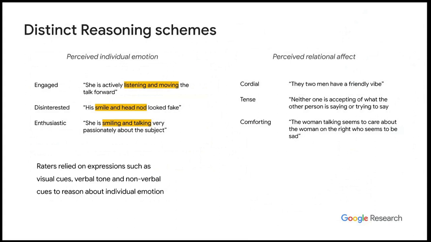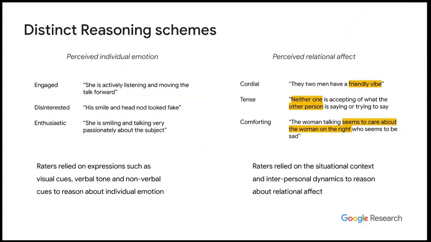Notice the reliance on cues such as smiling or head nodding to describe individual emotion. This is congruent with how humans perceive individual emotion per basic emotion theory. Whereas in the case of relational affect, the reasoning is tightly coupled with the interaction itself or the situation. For example, the woman talking seems to care about the woman on the right. This captures a unique aspect of interaction that is more than how one perceives the emotion from any single participant.